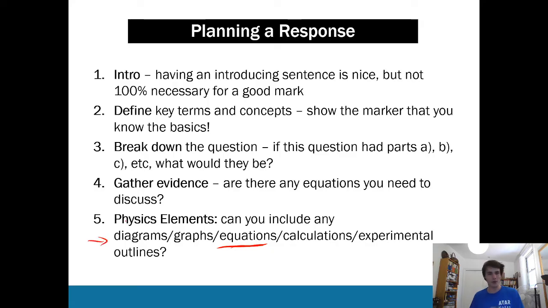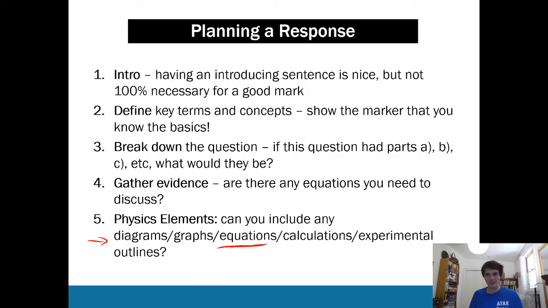Diagrams, right? So if you are talking about an experiment, draw what the experiment looked like. If you're talking about something like projectile motion, draw what projectile motion looks like. If you're talking about circular motion, draw what circular motion looks like. If you're talking about a Hertzsprung-Russell diagram, draw a Hertzsprung-Russell diagram. Now, there's two reasons as to why this is so useful. Number one is because you can draw the diagram and it shows that you actually understand what you're talking about. But also, once you've drawn the diagram, you can refer back to it in your writing.